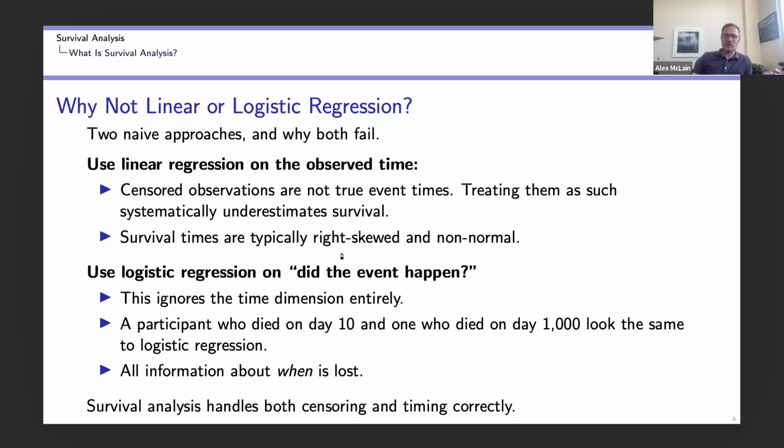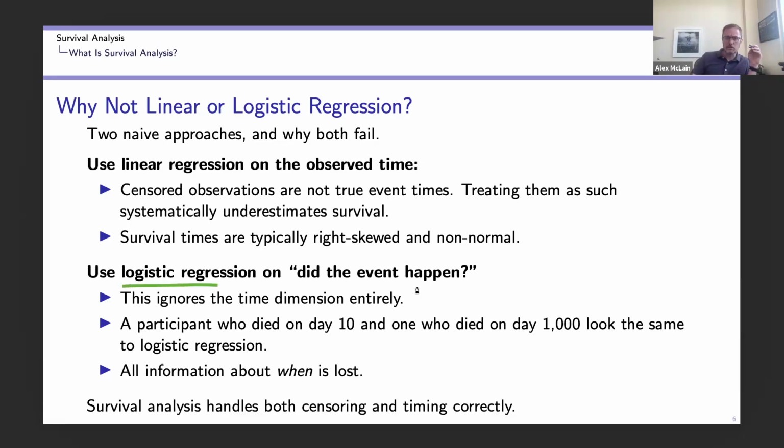The second issue is survival times are typically right skewed, not normal, which is also something we can't usually handle. There is a method called the AFT model, which is similar to linear regression with survival data. We're not going to talk about that here today. We'll talk about the Cox model, but the AFT model controls for censored observations, and it has some things to control for the right skew.